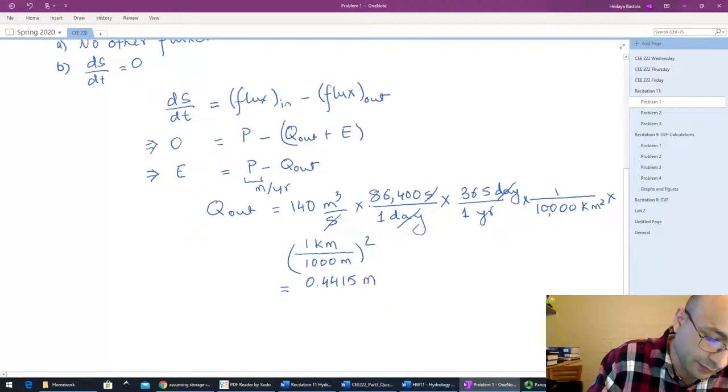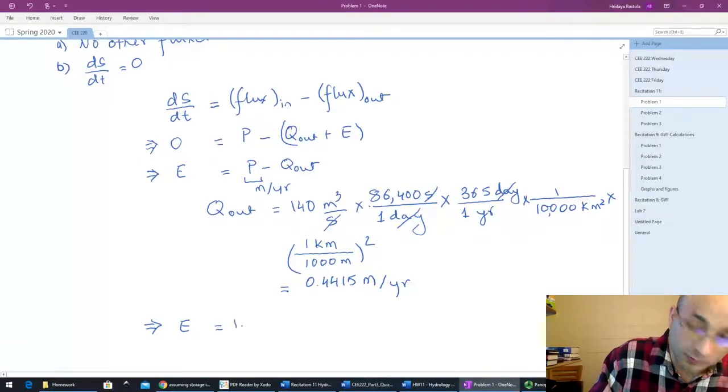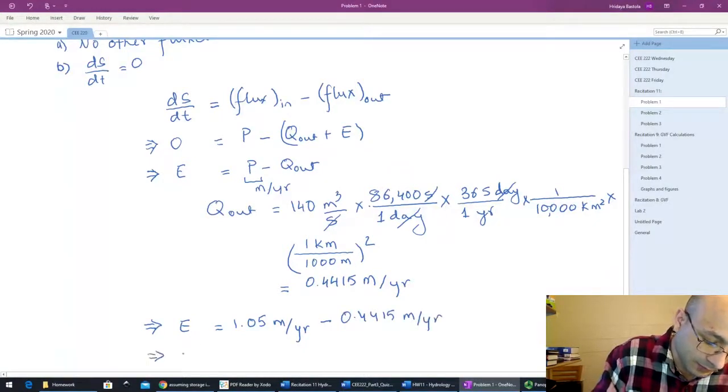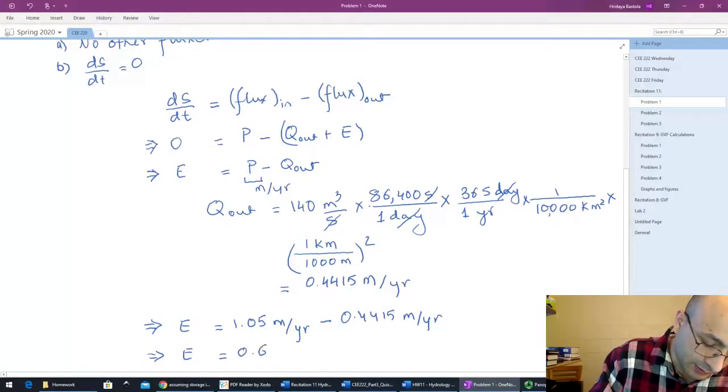0.4415 meters per year. Now we can go back to our equation for evaporation. E equals precipitation of 1.05 meter per year minus Q out, which is 0.4415 meter per year. That gives us evaporation of 0.61 meter per year.